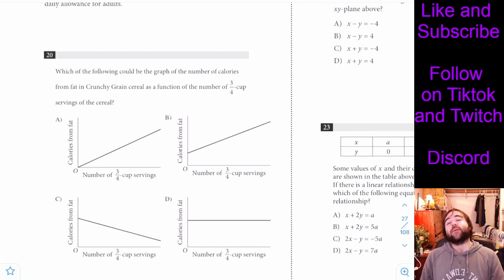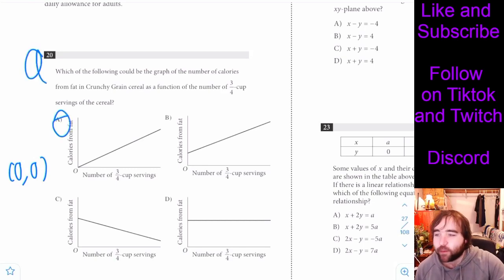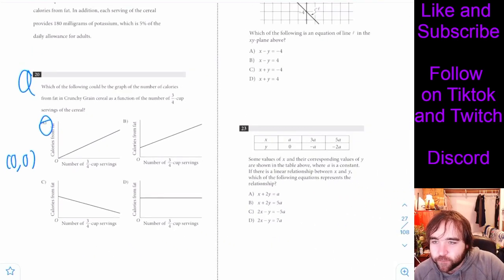So all you need to think about here is if you're having 0 servings of the cereal, how many calories are you getting? How many calories are you eating if you're eating 0 servings? You're getting 0 calories. So you know that you need the point 0, 0 on the graph. And by golly, there's only one graph that has that point. So that's all we need to think about here.